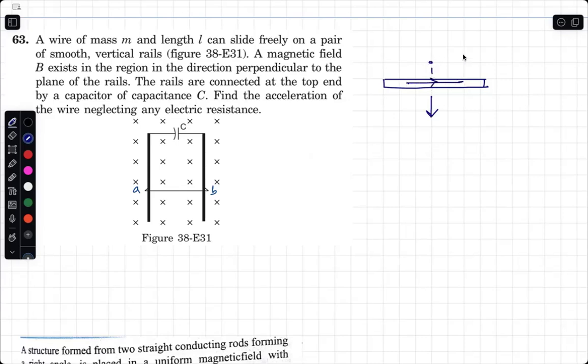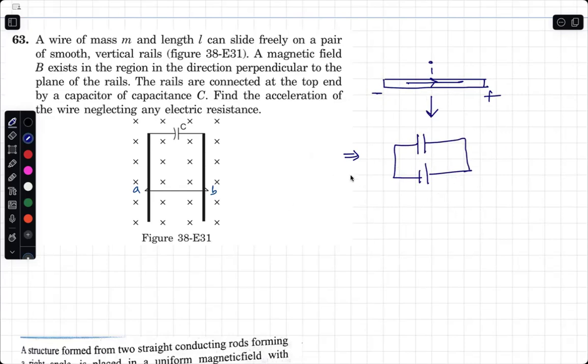This is how the current flows. If there is an induced current, means battery minus plus. Now this situation is equivalent to an arrangement like this, connected to a capacitor like this.